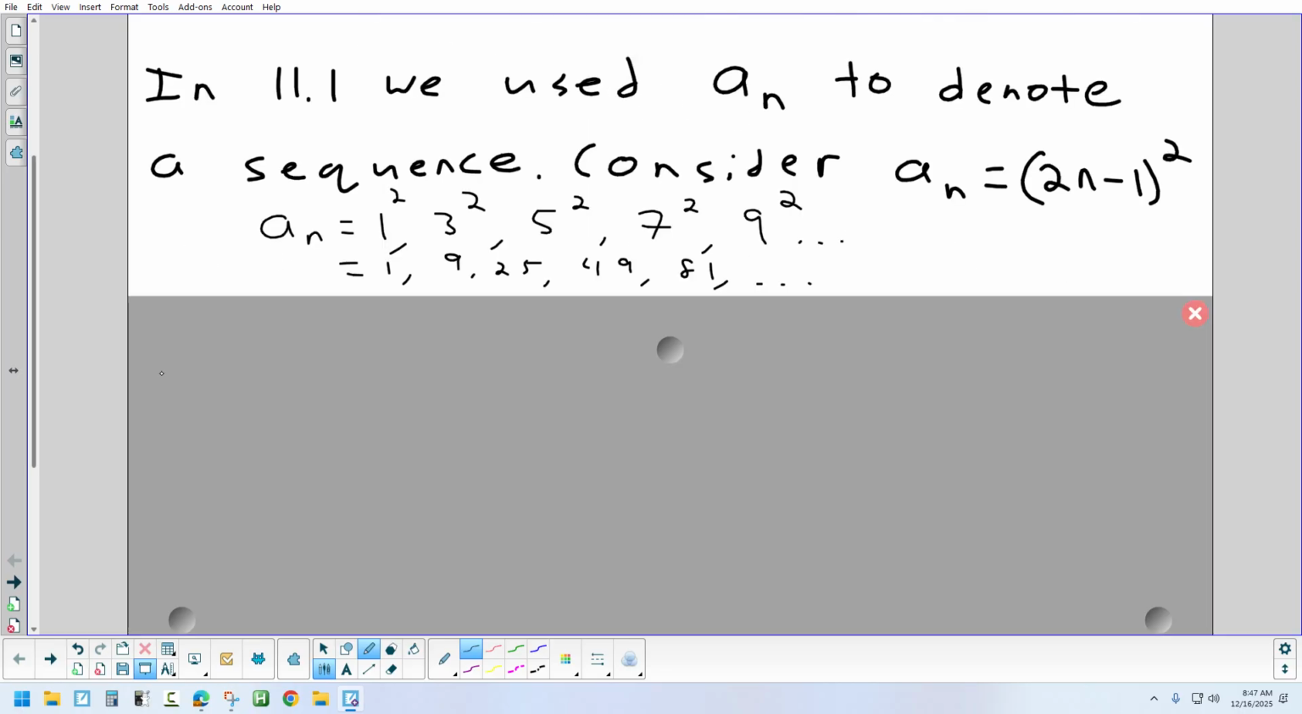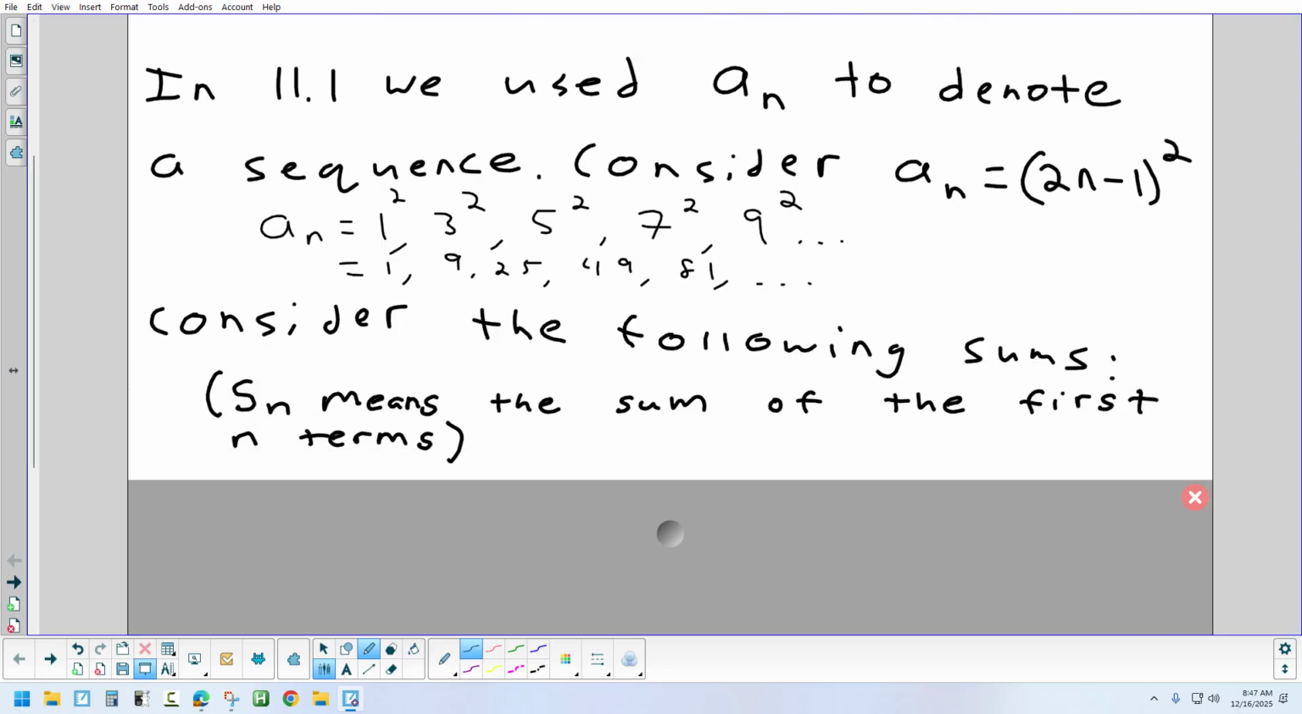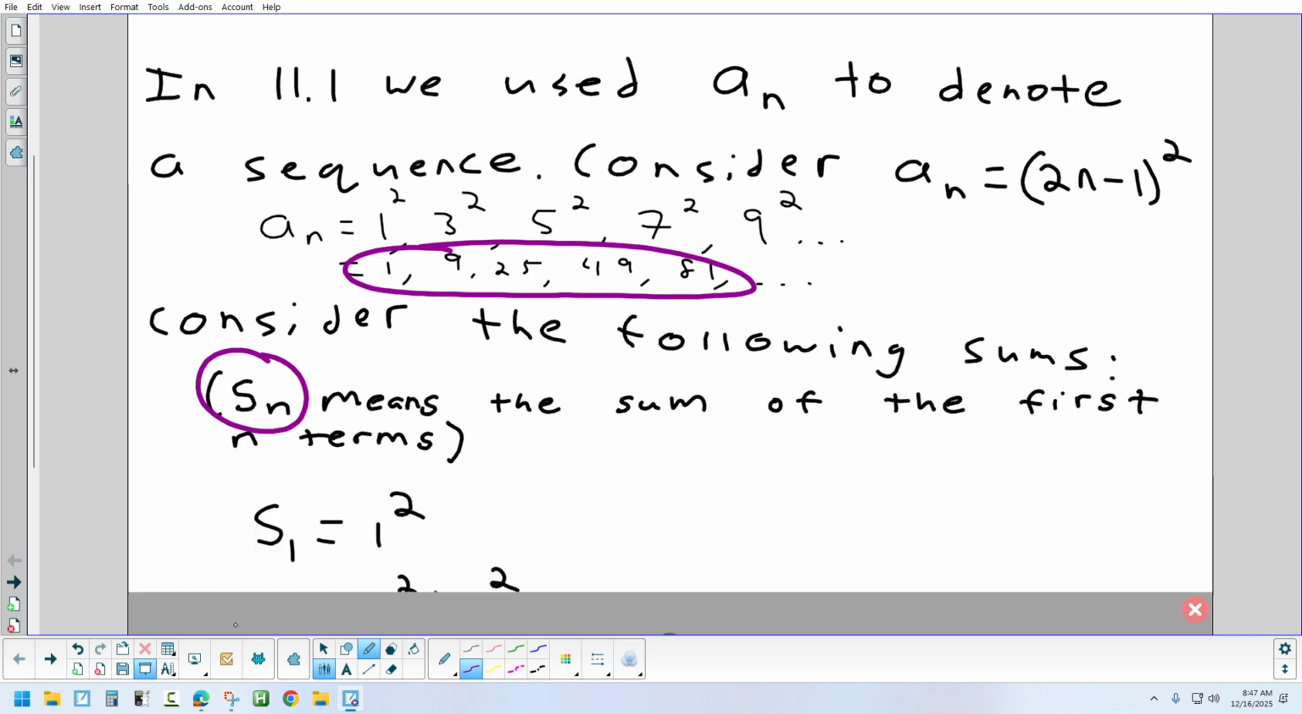Okay. So now we're going to look at adding these numbers up. And we can control how many we want to add up. Do you want to just add up the first one? Do you want to add up the first 2, the first 3, the first 4? We can specify how many we want to add up. And this is the notation that we use to specify add up the first n numbers. S stands for sum, and n is the number of terms you want to add up.